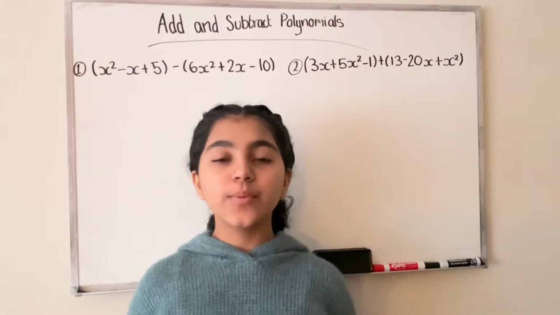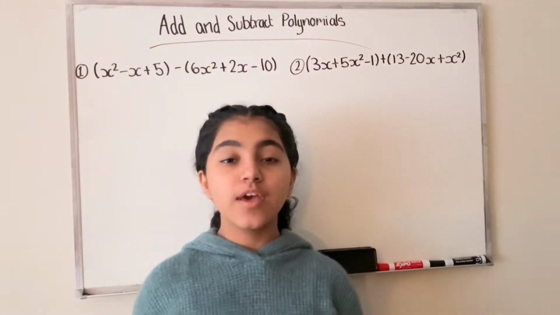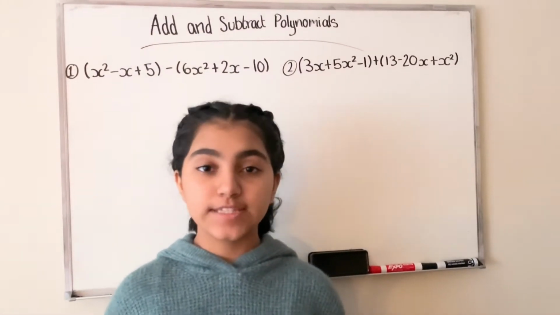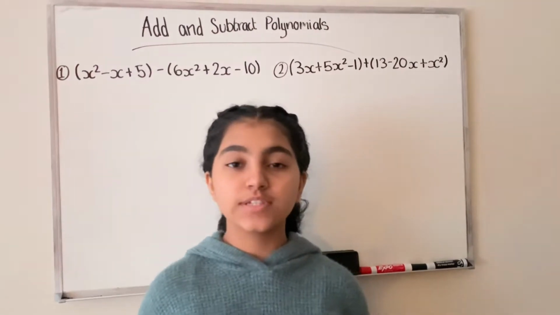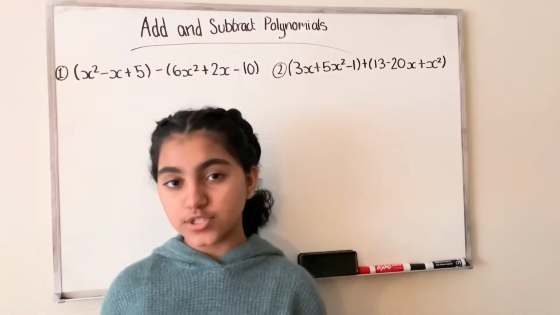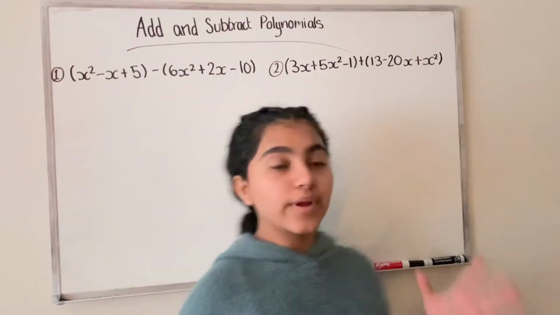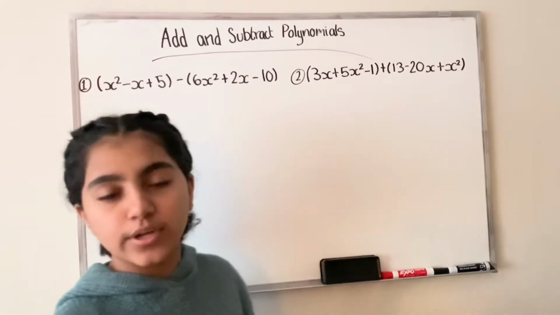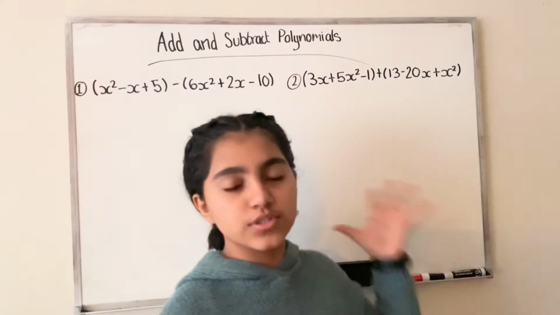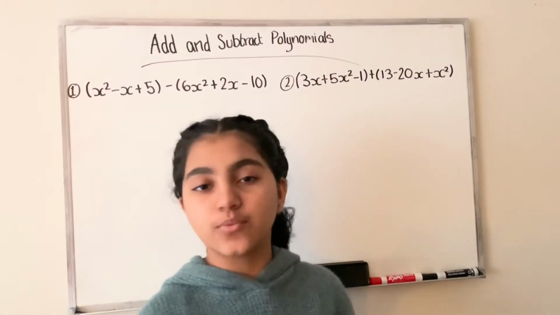A polynomial is an expression made up of variables, constants, and exponents that is combined using addition, subtraction, and multiplication as a mathematical operation. So right here we have two questions that we're going to go over, and yes, there are more, but we're just going to do this first and then we'll move on to the other ones.